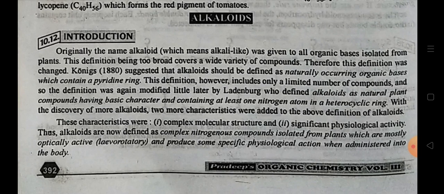With the discovery of more alkaloids, two more characteristics were added to the above definition of alkaloid. These characteristics were complex molecular structure and significant physiological activity. Thus, alkaloids are now defined as complex nitrogenous compounds isolated from plants which are mostly optically active, levorotatory, and produce some specific physiological action when administered into the body.